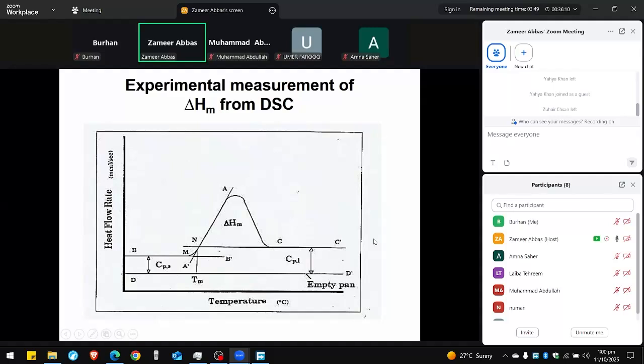Before going into detail of this DSC, let me schedule the other meeting, because the time of this meeting is almost up. So we have to do one more. I'll quickly schedule it, and we start from here, DSC.